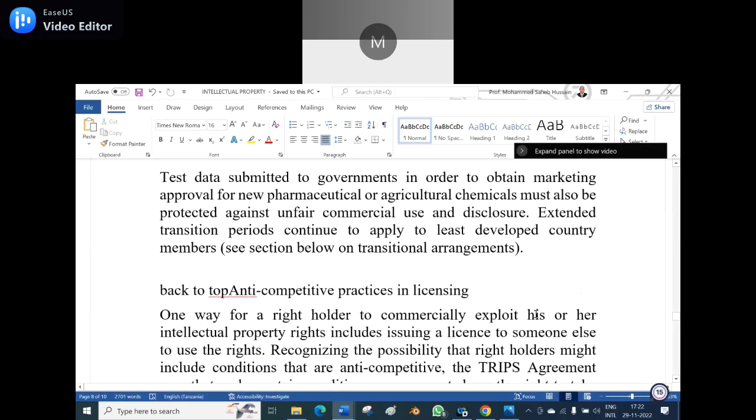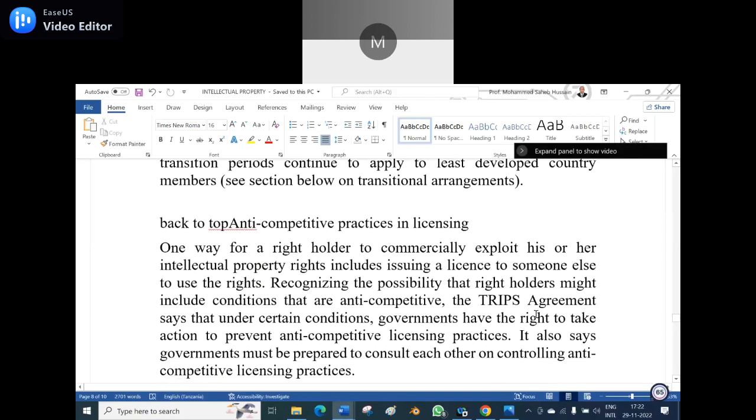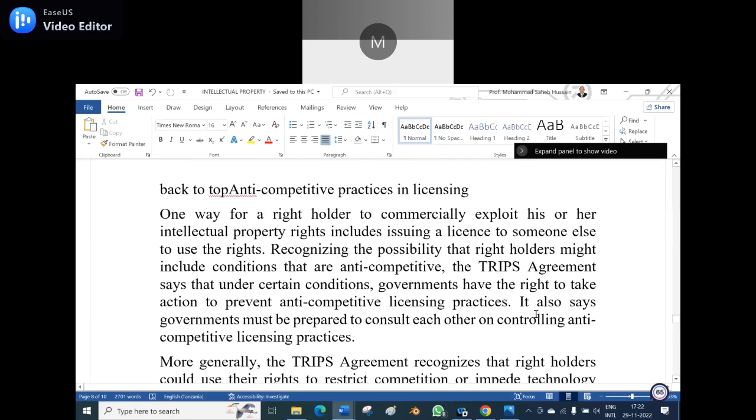So now let us go to the point again, anti-competitive practices in licensing. It is the government which gives the license to manufacture drugs or any other products, provided it doesn't have negative effects on mankind. One way for a right holder to commercially exploit his or her intellectual property right includes issuing a license to someone else to use the right.